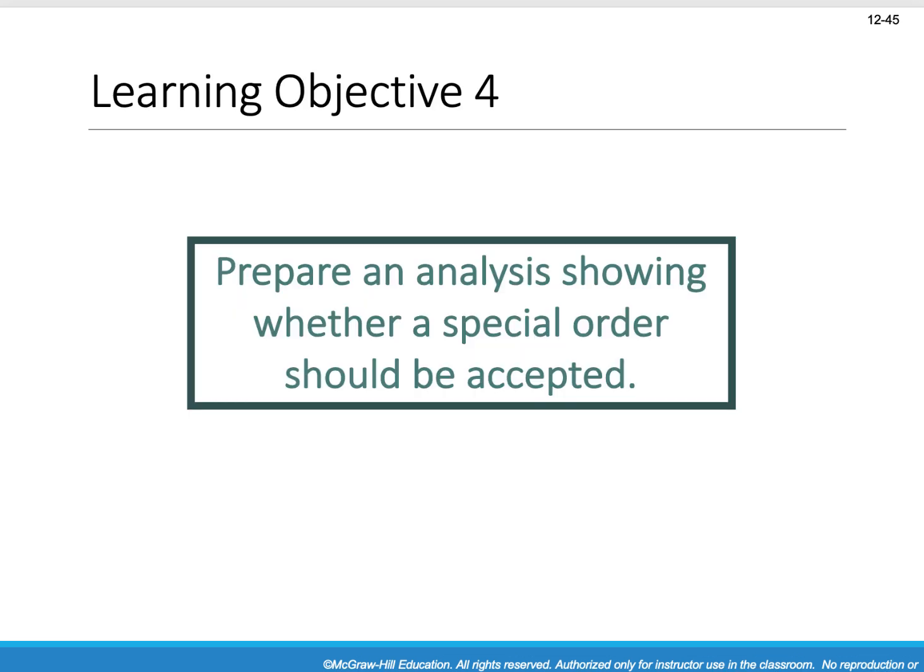The next decision we have to make is whether we should accept or reject the special order. Guess what? We're doing the same exact thing. Identifying the differential costs and revenues, placing a value to those differences, comparing them, and then making a decision. So we'll hit that when we come back in our next video.